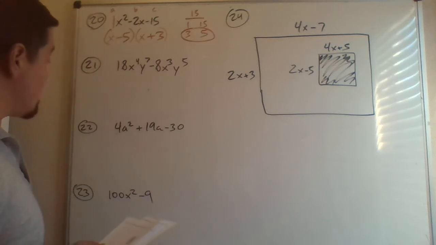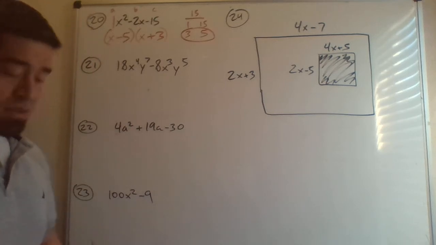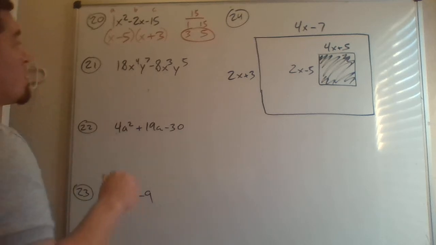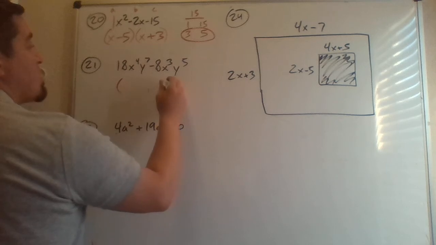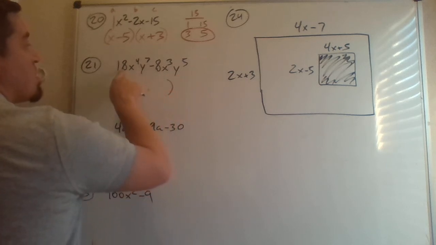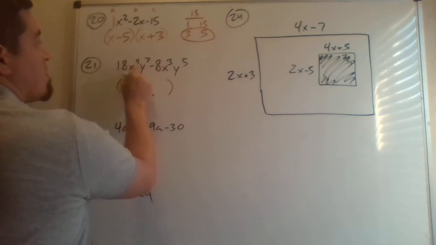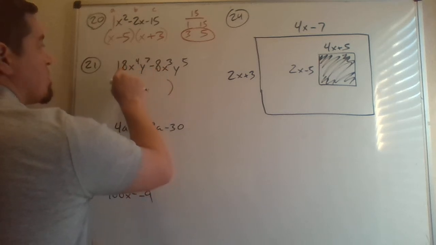Now on 21, you see that there's only 2 terms here, so I can factor this out. I'm going to start with the coefficients. We're going to look for what's the greatest common factor, okay, out of all these. So starting with 18 and 8.